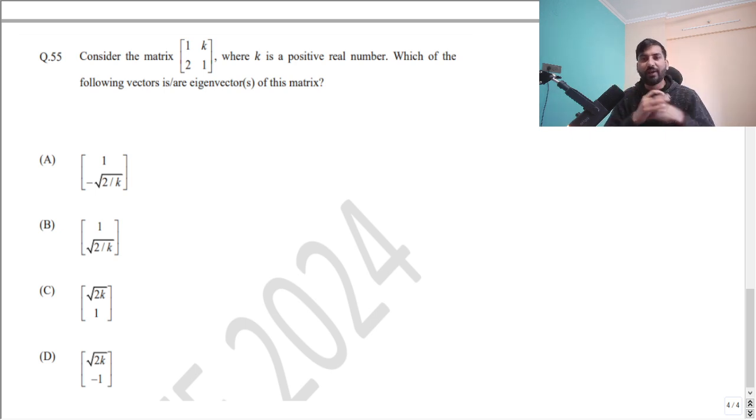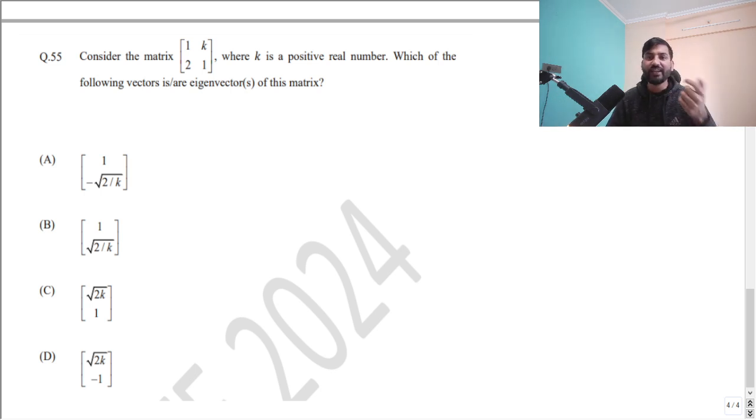Look at the structure of the matrix. Consider the matrix [1, k; 2, 1] where k is a positive real number. They have specifically specified that k is a positive real number. Which of the following is the eigenvector of the matrix? First of all, look at the structure of the matrix and think about some value of k, and you might get some special kind of matrix that you learned in linear algebra. Notice that below the principal diagonal there is the element 2.